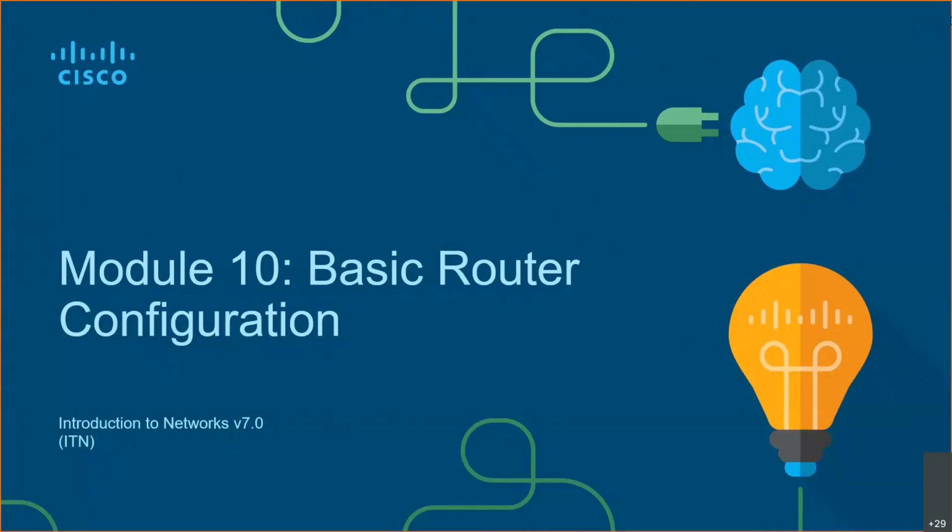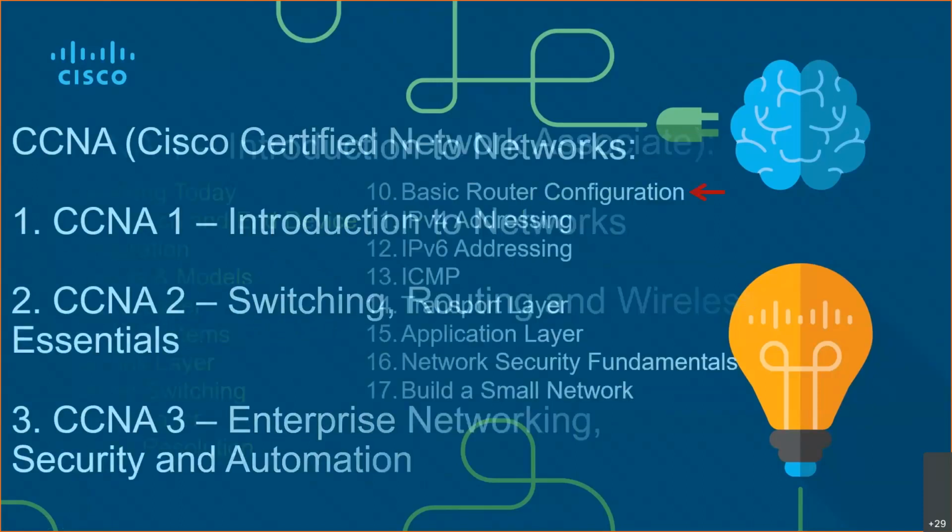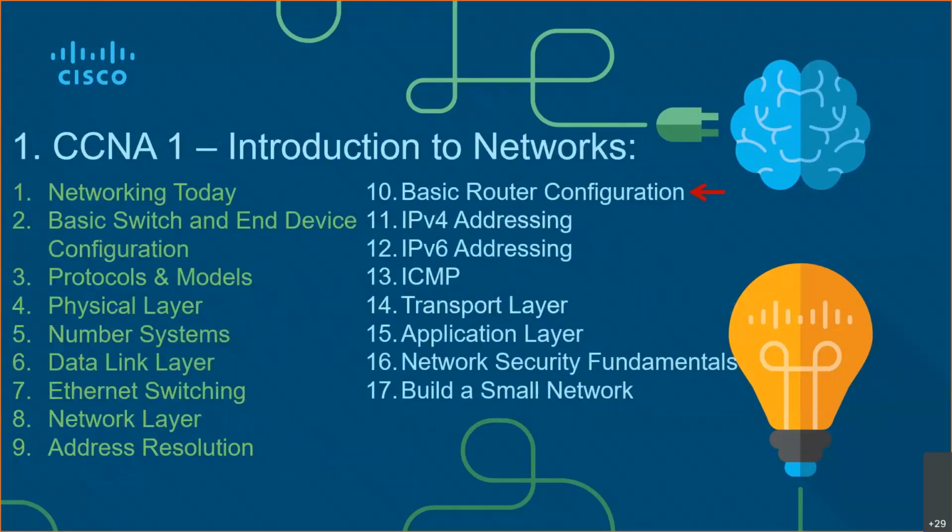So we are gathered here trying to go through, if you remember, our CCNA-1. CCNA consists of 3 levels, and we are doing CCNA-1, Introduction to Networks. We have gone through the first 9 topics. Now we'll be going through the 10th one, Basic Router Configuration.